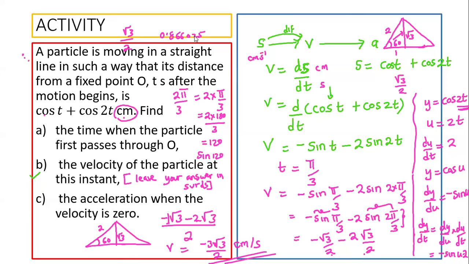We say that when you are changing from radians to degrees, your pi is the same as 180. So where you have pi, multiply times 180.